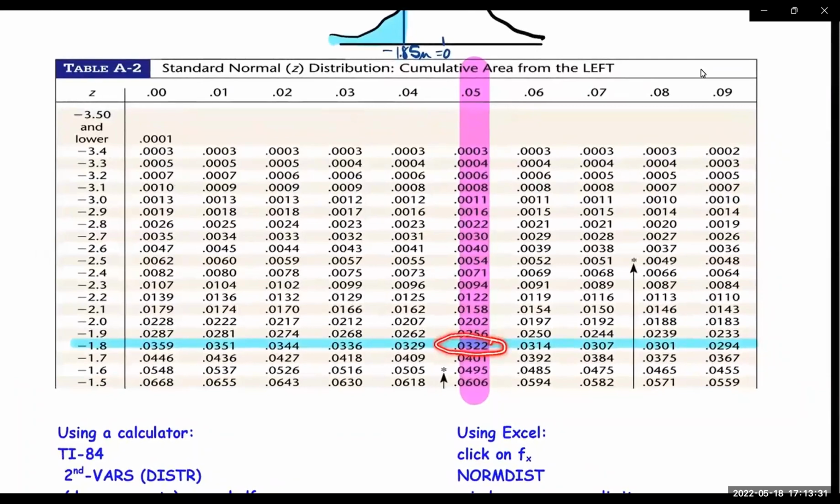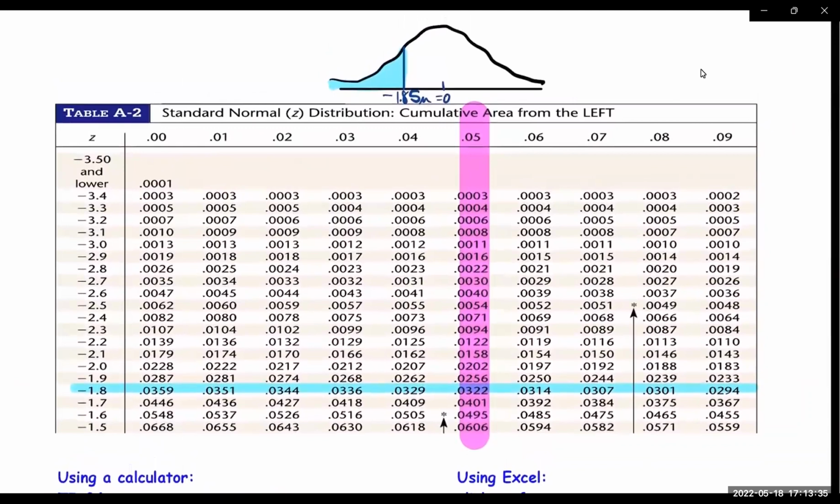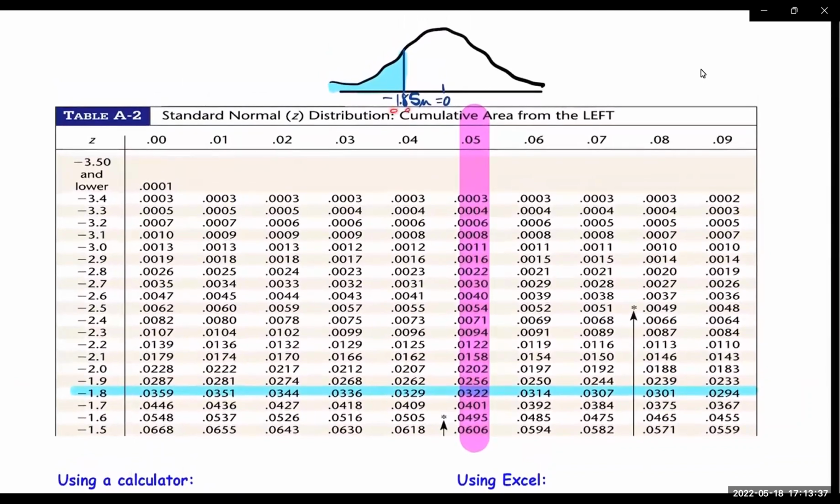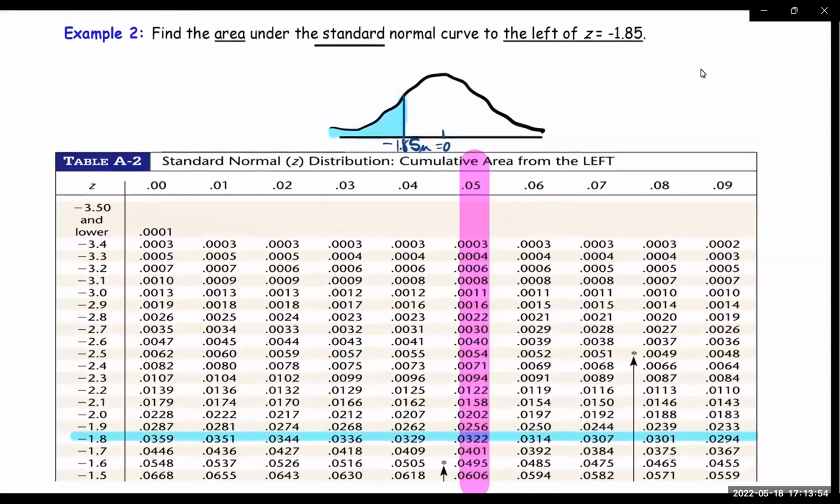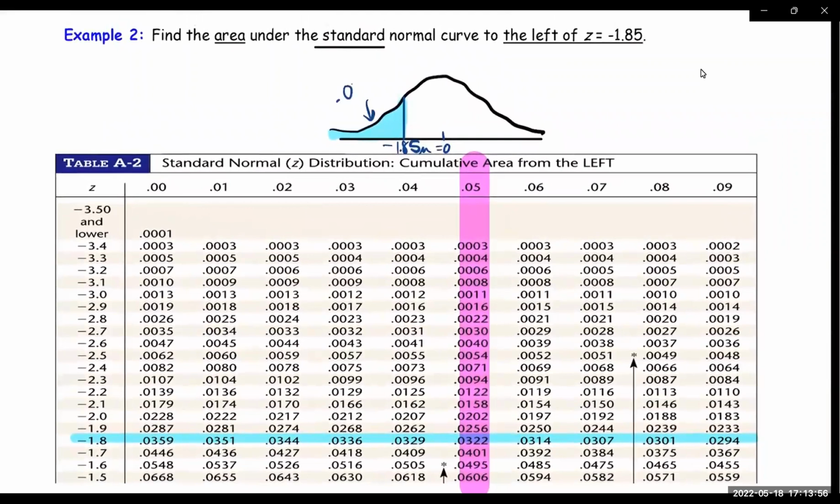So it has to be 0.0322. Mr. Onales, why 0.5? Oh, because it's negative 1.85, and this one's only negative 1.8. So you have to go to the 5 in the second decimal value. Oh, I see. Okay. Yeah, there it is. So our final answer is 0.0322. That's the area under the curve.